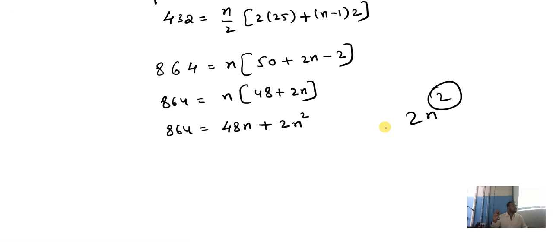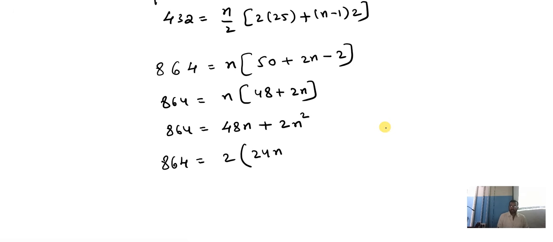Understood? Yes. Now we can also do this, but we still have to reduce. So what can we do? 864. We can take 2 as common. 2 2s are 4, 2 4s are 8, n. Correct? Plus n square. Can we take it? Then 864, this 2 will come down. By this, 2 will come down: 24n plus n square.